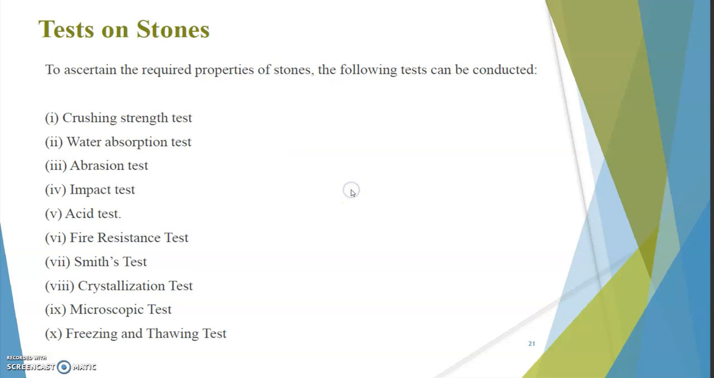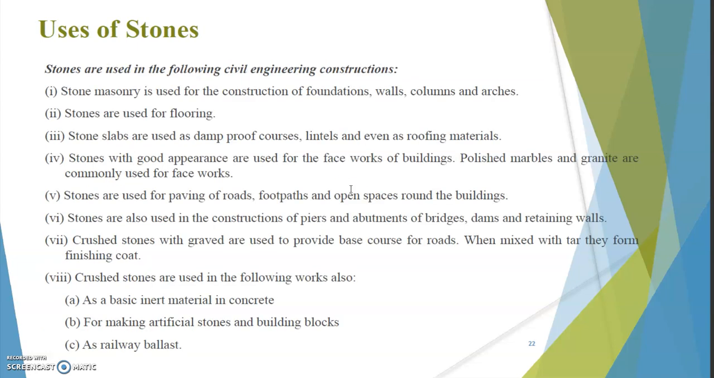And then the uses of stones. So where are all the places stones or rocks have their applications? Stone masonry is used for the construction of foundations, walls, columns, and arches. So in general, these are all the building elements one can construct with the help of stones.